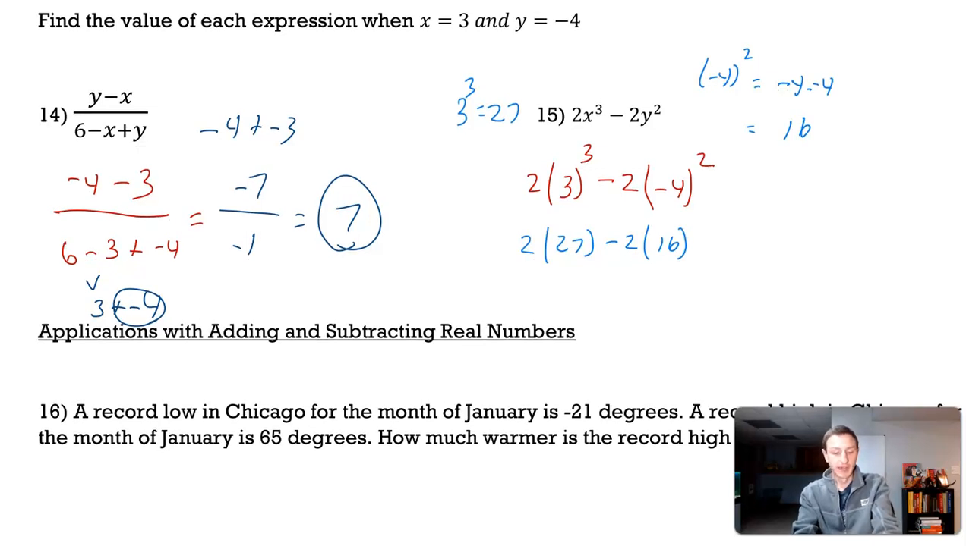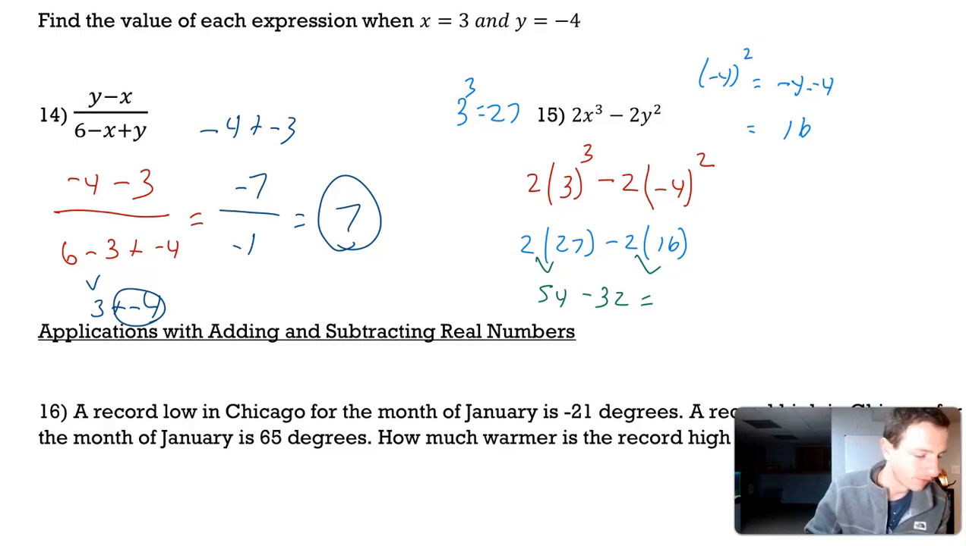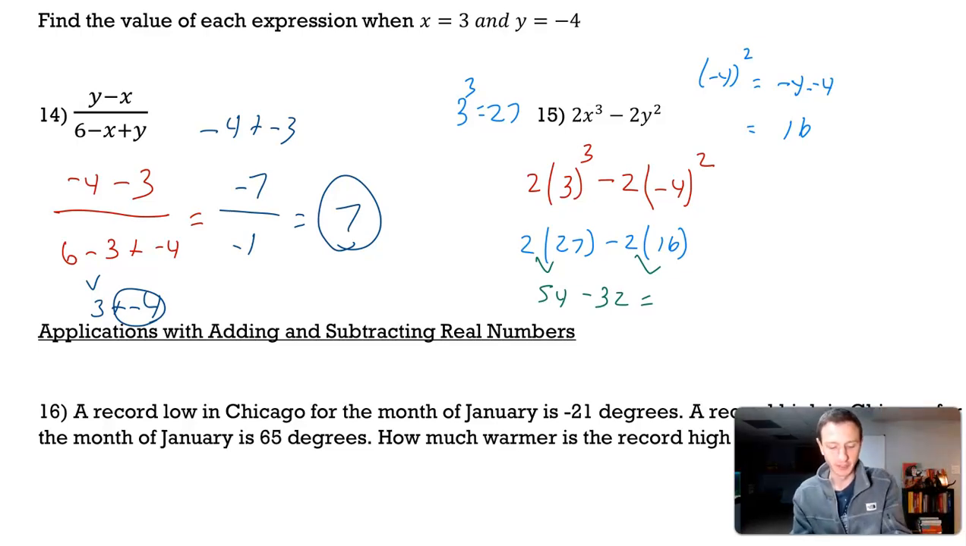Okay. Now we just have to multiply some values together. 2 times 27, 2 times 16, just using order of operations, and then we will have our answer. So 2 times 27 is going to be 54. So we get 54 minus 2 times 16 is 32. So 54 minus 32 now. We're just doing a straightforward 54 minus 32 is 22. And there is our answer.